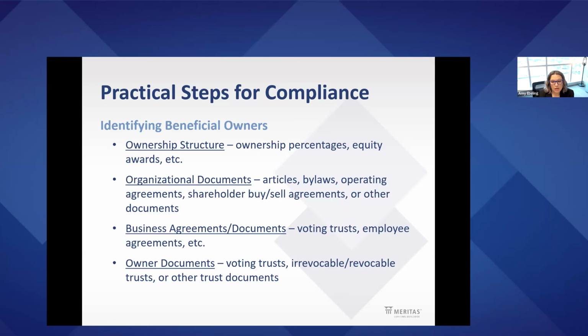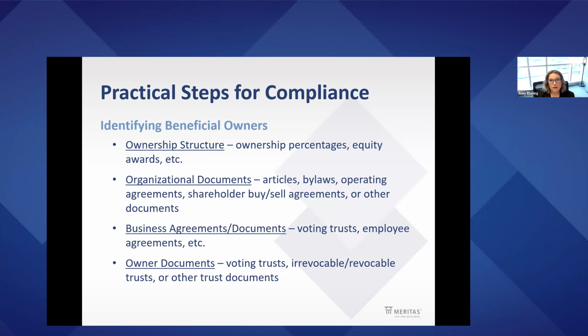So it's beyond just pure ownership, and it's directly and indirectly. So the emphasis is on individuals. If somebody owns something through a trust, you have to review the trust and determine, is it one or more trustees, or is it a beneficiary, or both, or all of the above that have to be reported as beneficial owners. Additionally, you have to look at the organizational documents: articles, bylaws, operating agreements, shareholder buy-sell agreements.